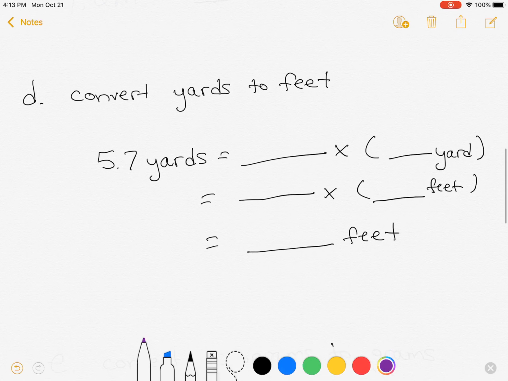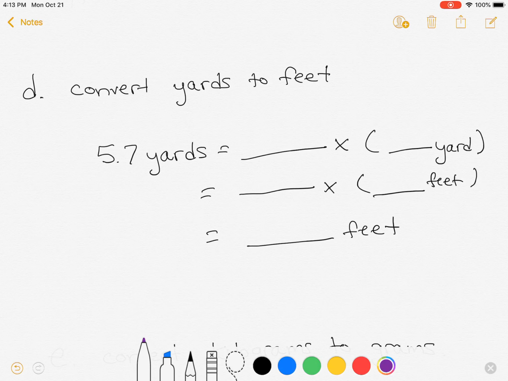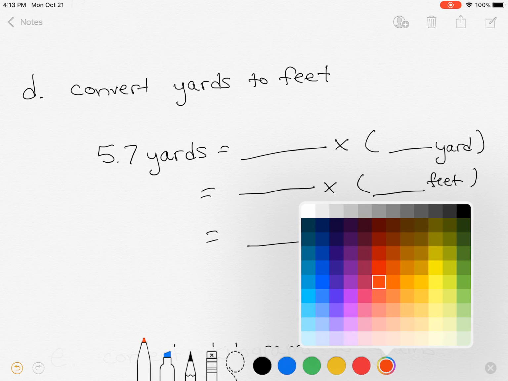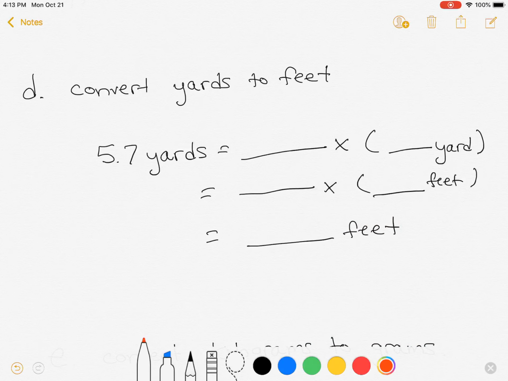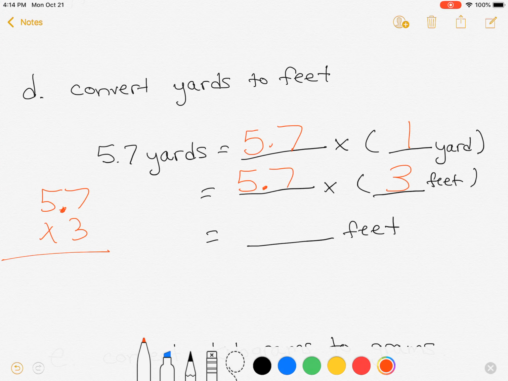Okay. So now we're going to convert yards to feet. Let's pick a different color. Let's go with red. Okay, so 5 7/10 yards equals, tell me what to put in here. 5 and 7 tenths times 1 yard. You put the same thing, 5 and 7 tenths times, now, how many feet are in 1 yard? 3 feet. Okay, so now we're going to use the standard algorithm to multiply. What's 3 times 7? 21. 3 times 5? 15 and add the 2.